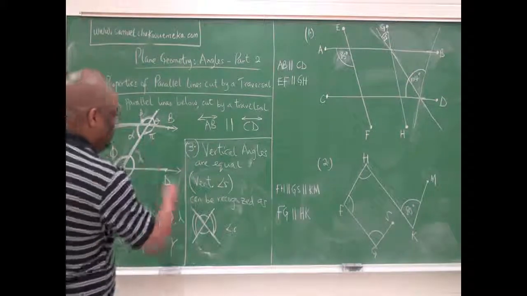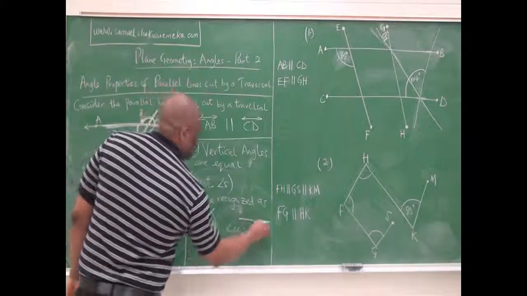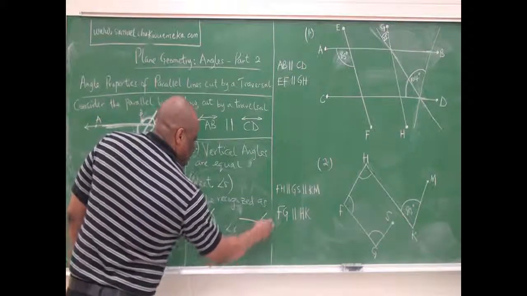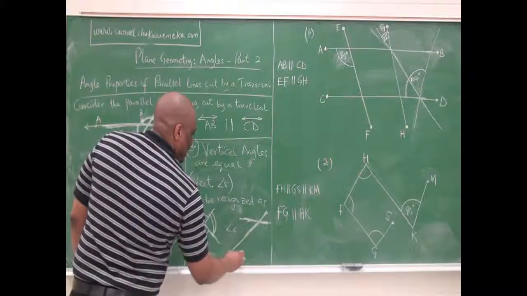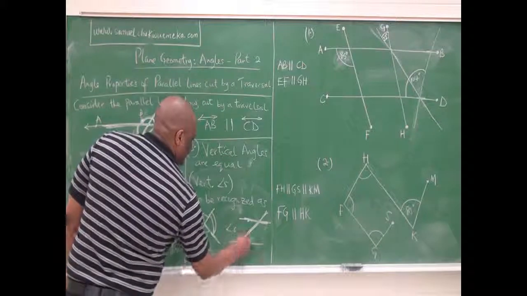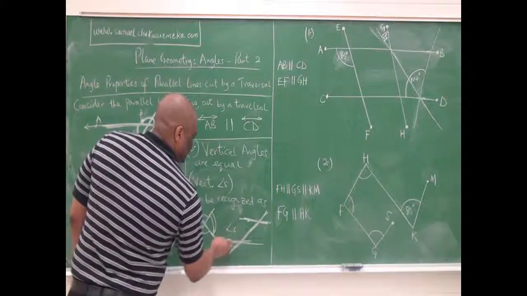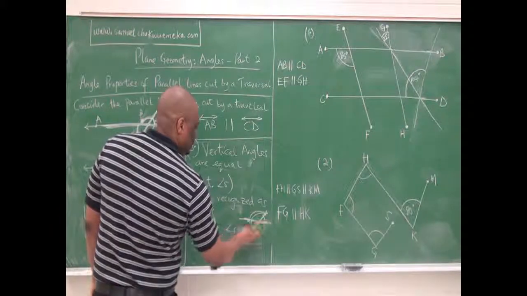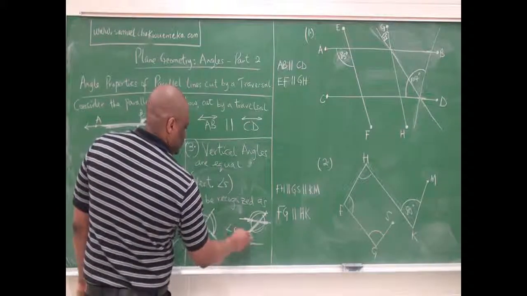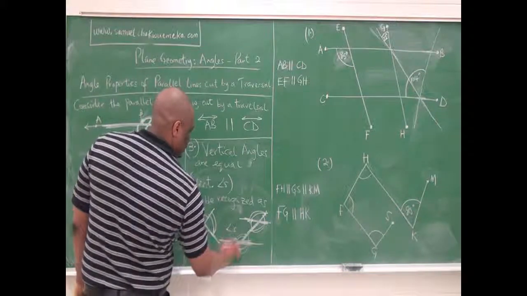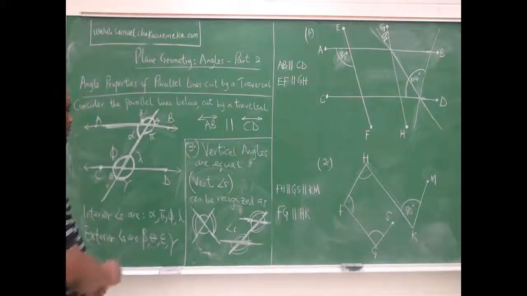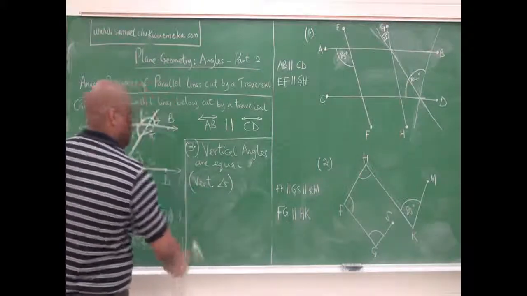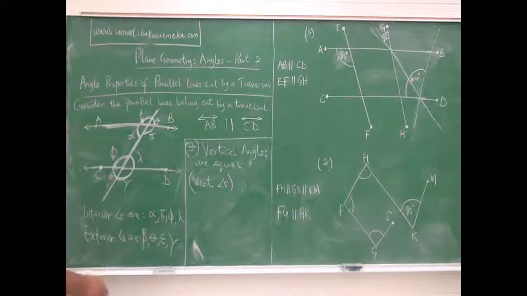So here, if you have this traversal, you have the parallel line here, and you have the traversal here. So you have the X like this, and then you have another parallel line here, and you have the traversal here. You have the X like this. So two X's. Okay? So let's recognize the vertical angles that are here, and then we can solve some problems.